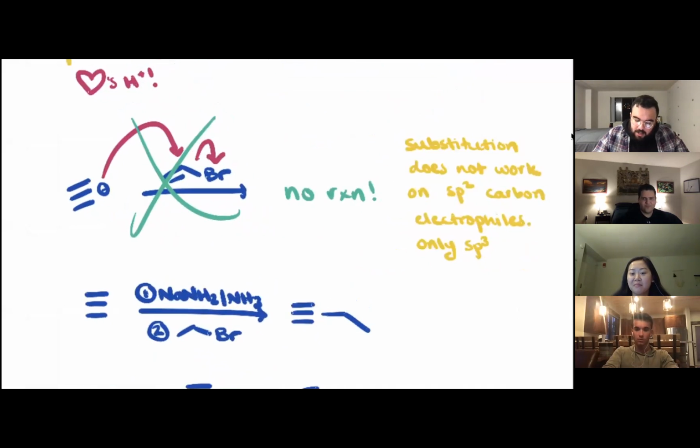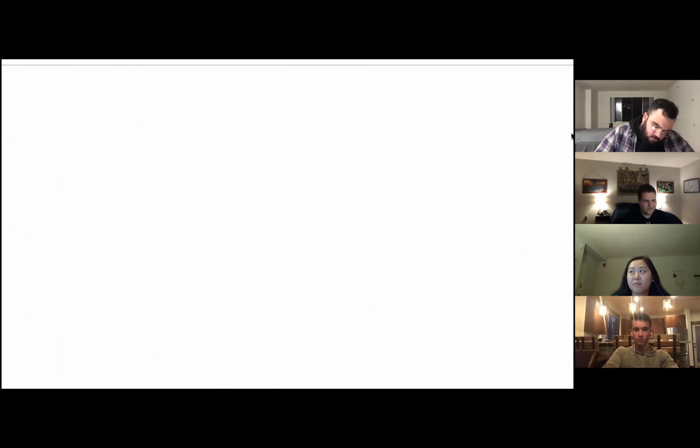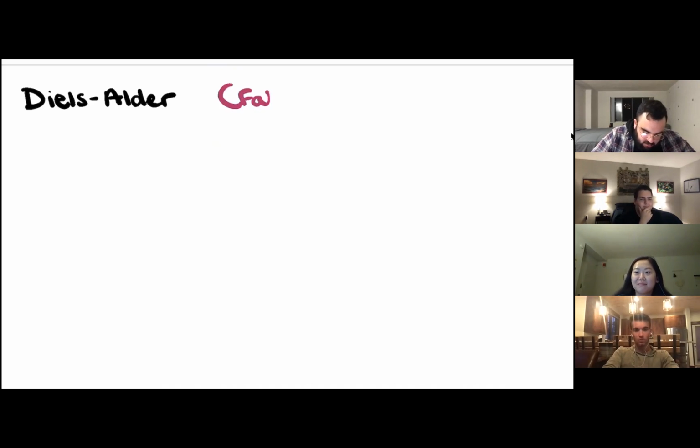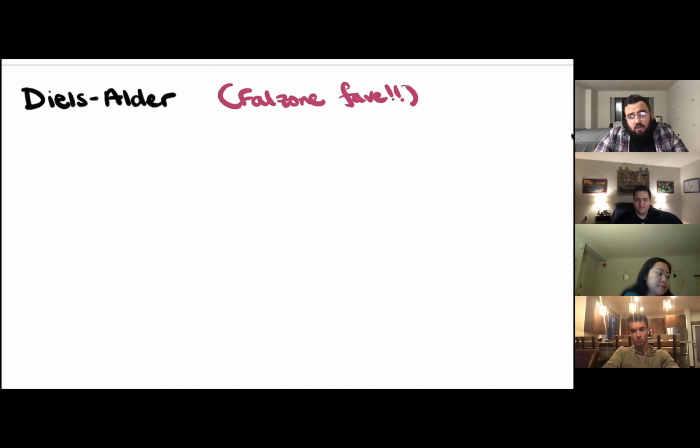Okay, so let's go ahead and look at our Diels-Alder. Cool. Now for Diels-Alder, one thing you should know about our favorite organic chemistry professor is that Falzone loves Diels-Alder. In fact, Diels-Alder and ozonolysis are 2 of Dr. Falzone's favorite reactions for the semester, and you're going to be seeing them pretty much overused from now until whenever you're done taking Falzone's class.